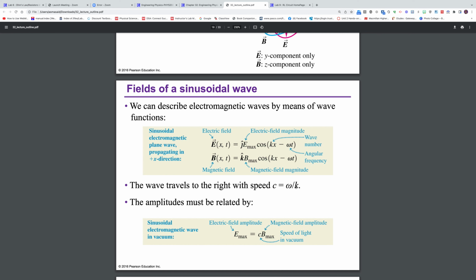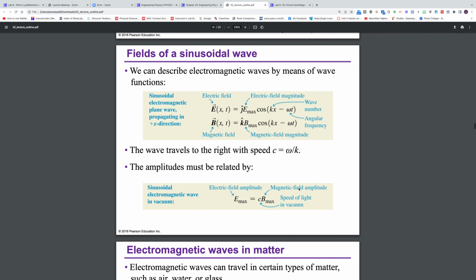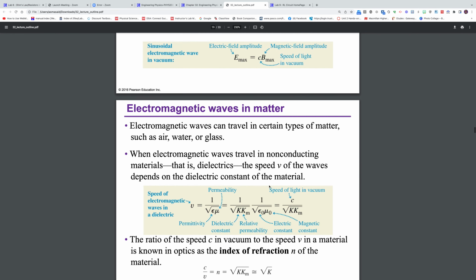I will say here, of course, E is the electric field, and B is the magnetic field. Omega is the angular frequency, and k is the wave number. And the wave travels with the speed of light, c, that equals omega divided by k, the wave number. Also here, the same equation that we did introduce before, E maximum equals c times B maximum.